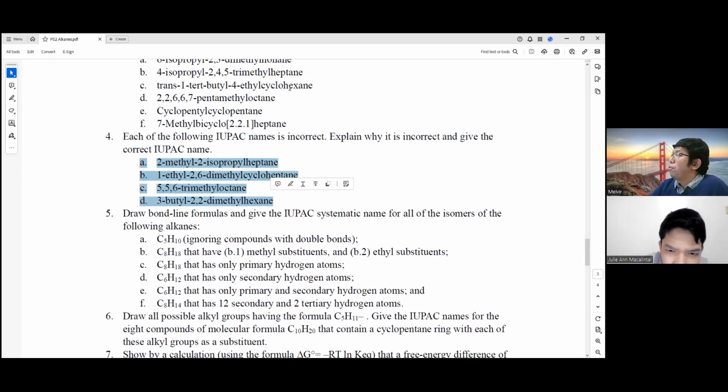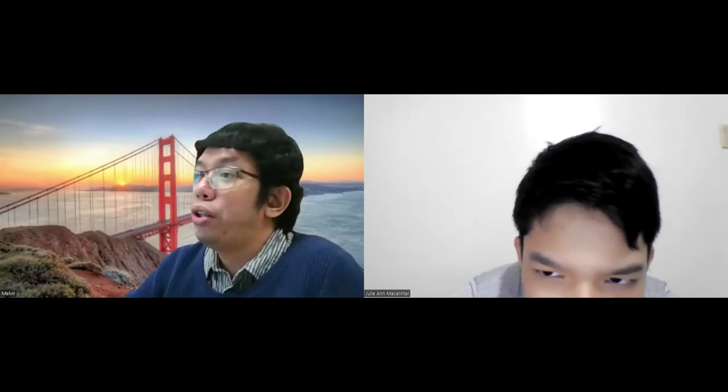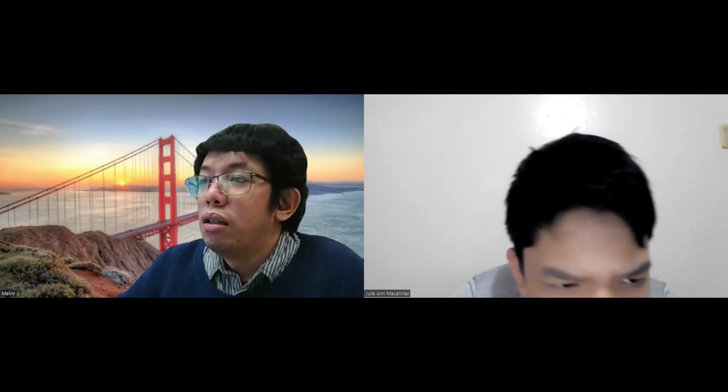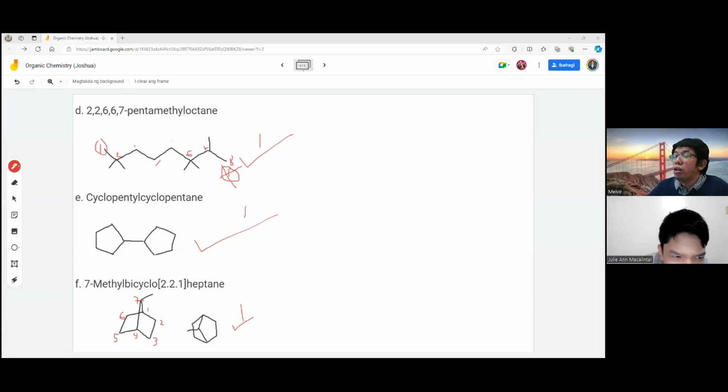Okay? So, I'll stop sharing, Josh, or I'll be sharing our Jamboard again. Then do now number four. So for number four, that will be 2 points each kasi may explanation and then nandun pa yung line structure niya. Tapos ibibigay mo pa yung correct IUPAC name, no? Sige, go ahead, Josh. You can add another frame for number four na. Please, pa-include Josh nung 4A, B, C, etc. You do that.